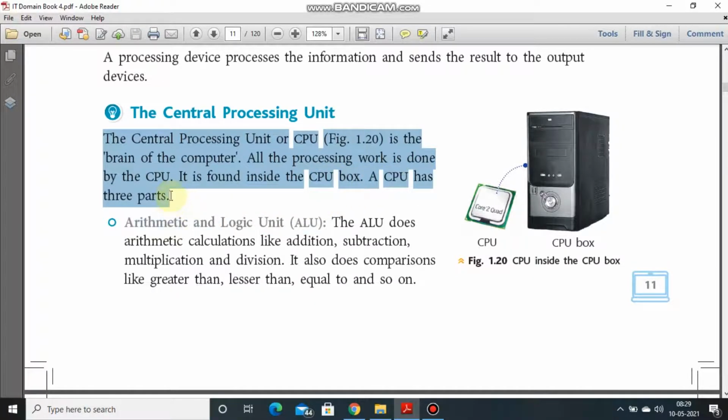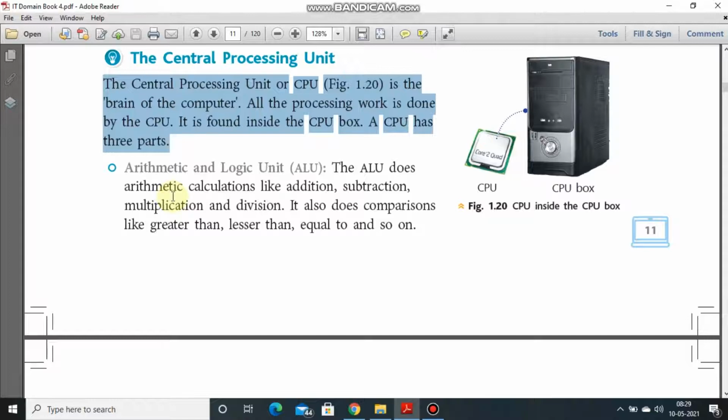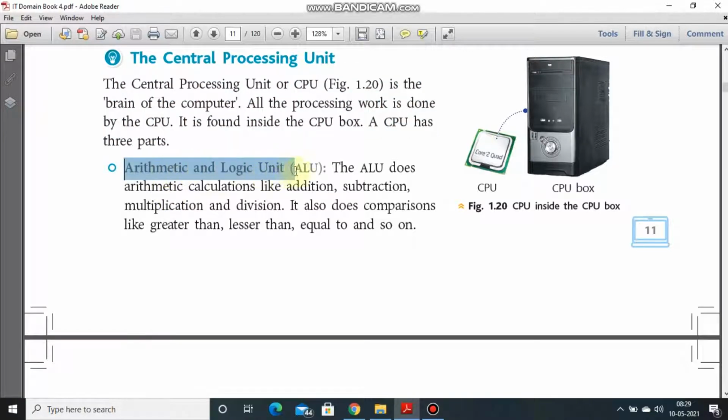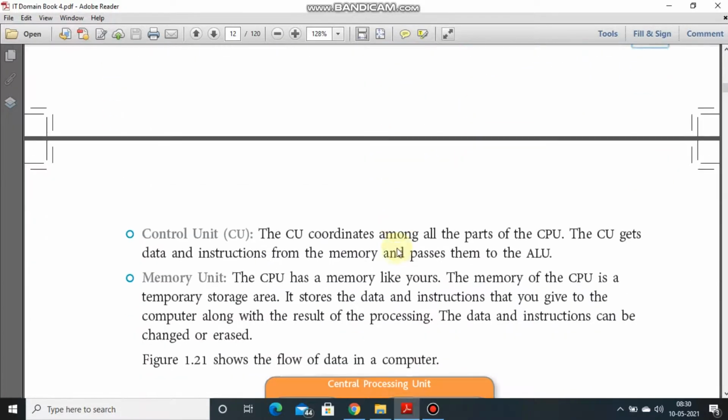A CPU has three parts. As I had mentioned in the video, the first part is the arithmetic and logic unit, ALU. The ALU does arithmetic calculations like addition, subtraction, multiplication and division. It also does comparisons like greater than, lesser than, equal to and so on. So the ALU performs all the calculation and comparison work and generates the output.